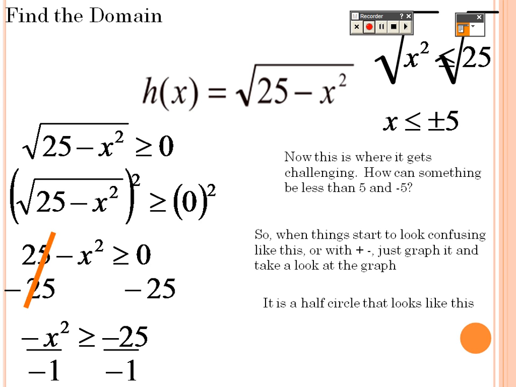So you pull out your graphing calculator and you realize, hey, it's a half circle. So what that means is it's actually in between 5 and negative 5. That's what the graph looks like. So your answer is in between negative 5 and 5 because there's a line underneath it. It's always good to graph these anyway to see what they look like, because then you can get a good idea of where the graph is touching and where it's not touching.